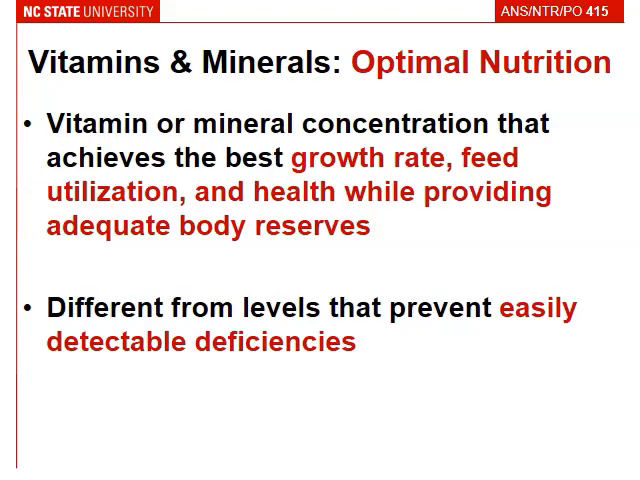So how do we determine the optimal levels? And what is the optimal level? The optimal level of the vitamins and minerals is the concentration that achieves the best growth rate, feed utilization, and health while providing adequate body reserves. And this is different from the levels that prevent easily detectable deficiencies.